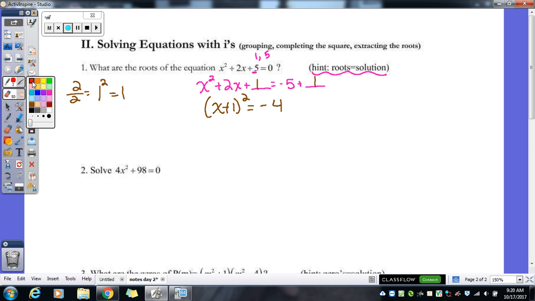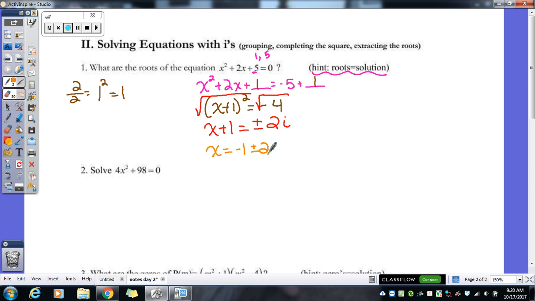So then I'm going to take the square root of both sides. So I get x plus 1 equals plus or minus. The square root of negative 4 would turn into a what? Not 4i, 2i. And then our last step would be to subtract our 1 over, so we get x equals negative 1 plus or minus 2i.